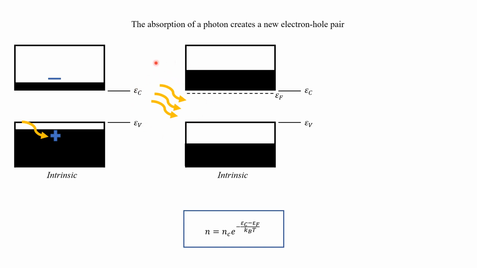Okay, so let's suppose then we have constant illumination, and then we created these new free electrons, which means that the concentration of free electrons increased. And we learned that if the concentration of free electrons increases, that means that the Fermi level goes up. So that's why I'm representing the Fermi level here as being at a higher level than in the intrinsic semiconductor.